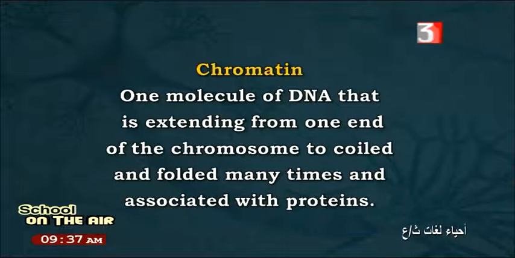Chromatin: one molecule of DNA means one strand of DNA, which consists of nucleotides containing 4 nitrogenous bases, extending from one end of the chromosome to the other, coiled and folded many times and associated with protein. You know what is meant by folded?